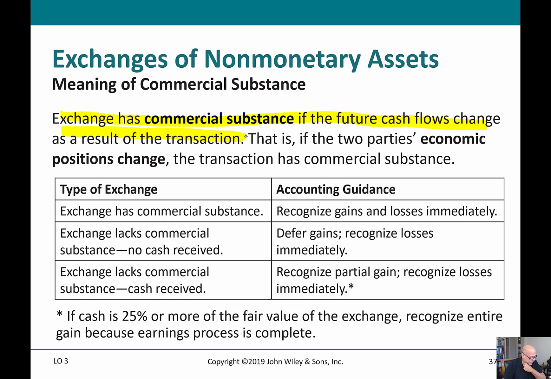Now, let's take a look at the table here, okay? And let's first look for losses. So we have: exchange has commercial substance, exchange lacks commercial substance. Whether the transaction has or lacks commercial substance, what do we do with losses? Losses immediately. Take the loss immediately. Entire loss. I don't care whether it has commercial substance or lacks it. If you have a loss situation, book value is more than fair market value, or fair market value is less than the book value, however you want to look at that, take that entire loss.